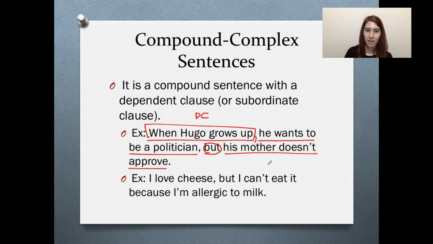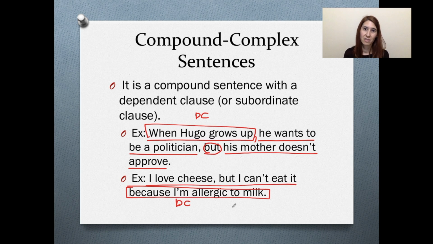Another example, "I love cheese, but I can't eat it." This is your compound sentence. "Because I'm allergic to milk" would be your dependent clause added onto the compound sentence. "I love cheese, but I can't eat it because I'm allergic to milk." So that would be a compound complex sentence.